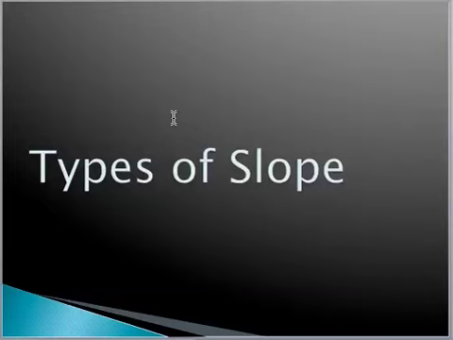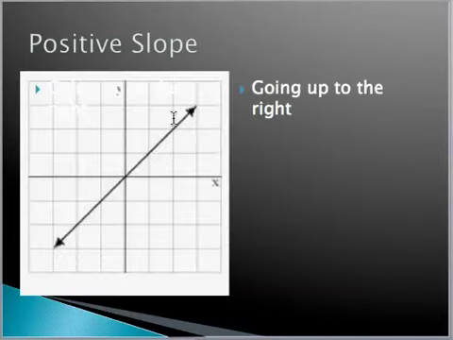All right, so types of slope. I need you to write that down. There are 4 types of slope, and we're going to go over the 4 different types, okay? So there's types of slope. The first one is positive slope. I need you to write down positive slope and just sketch this. It doesn't have to be perfect. Don't worry about it. I just need a graph with a line going up, okay?